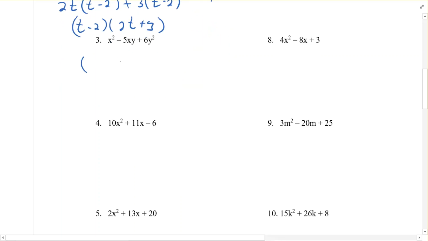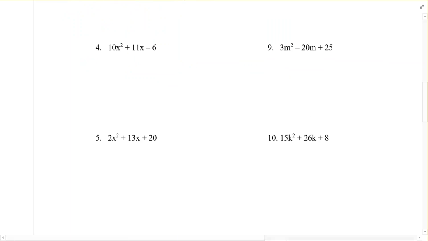Okay, this one, we're just going to bracket x, and there's going to be a y on the end too, so x and a y. My numbers need to multiply to +6, add to -5. So what about 2 and 3? If I do that, that's +6. And what about a negative and a negative? That would get us to -5 if we were adding those. So that'd be that one.